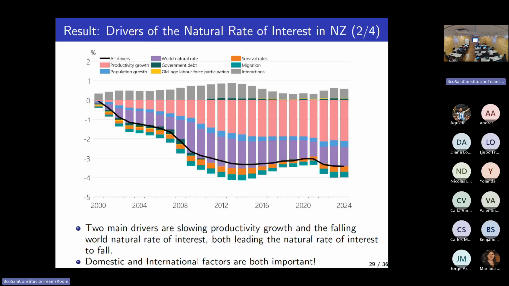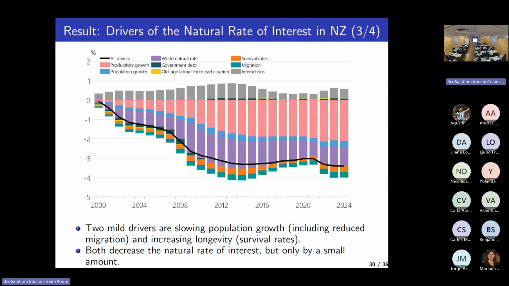We've got 2 main drivers. You can see the pink and the purple are certainly bigger than everything else. The pink is the productivity growth, that slowdown in productivity growth, causing the interest rate to fall, and the reduction in the world natural rate, causing the interest rate to fall. So domestic and international factors both being important here.